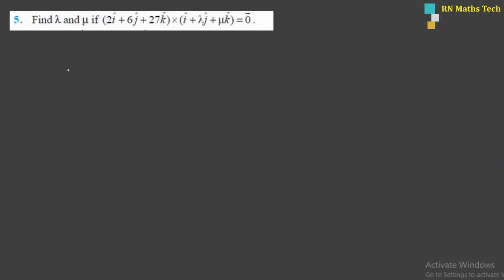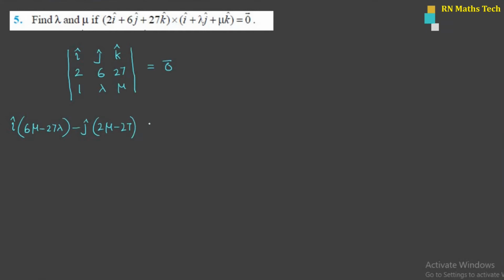So the cross product of these two vectors is the determinant ijk, 2, 6, 27, 1, lambda, mu, which is equal to 0 bar. Expanding: i into (6 mu minus 27 lambda), minus j into (2 mu minus 27), plus k into (2 lambda minus 6) equal to the 0 vector, that is 0 i plus 0 j plus 0 k.